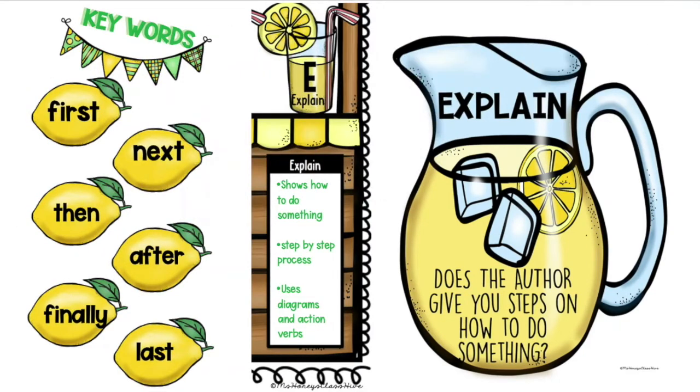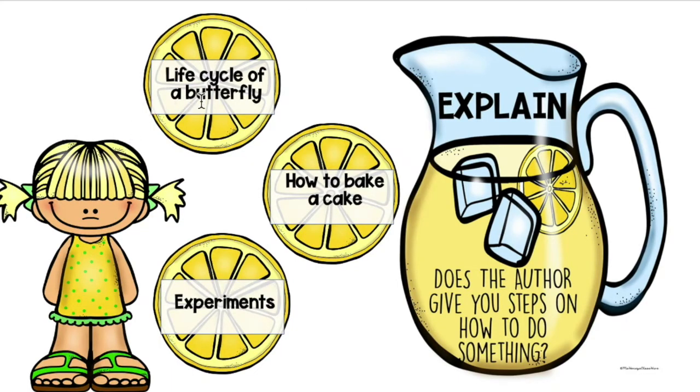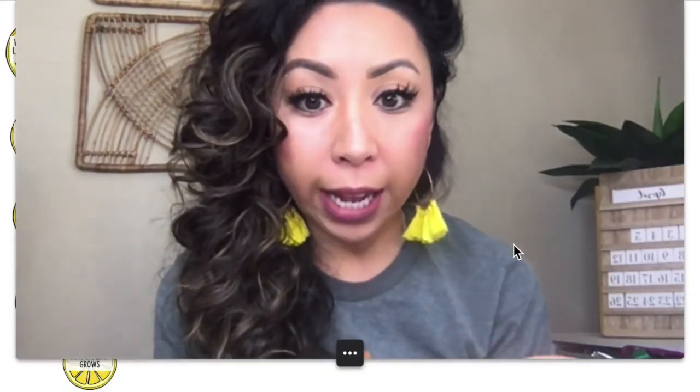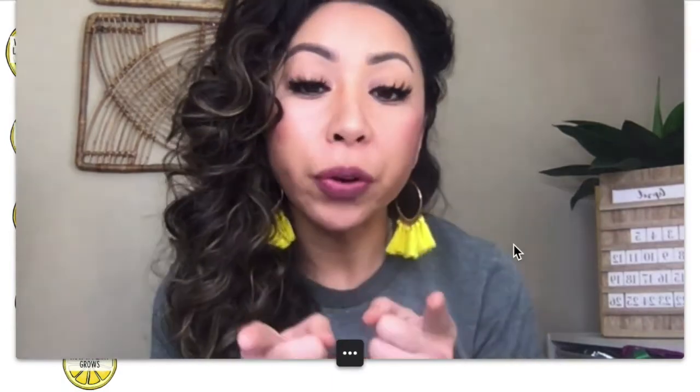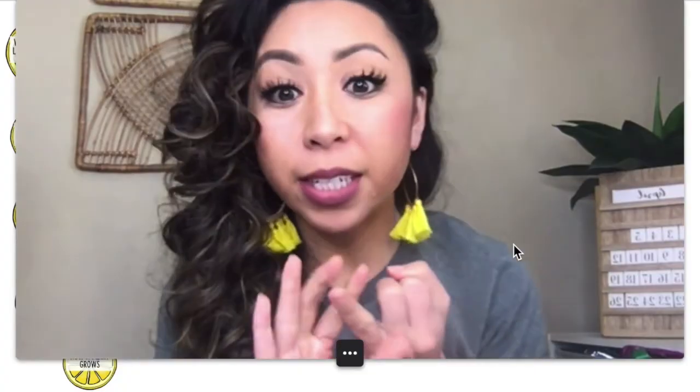Here are some keywords. If the author is using words like first, next, then, after, finally, last, they're usually trying to explain something. Here are some examples of some books that could be explaining something. The life cycle of a butterfly, how to bake a cake, or any type of experiments. That's also an example of someone giving you steps on how to do something. Now we're going to look at different examples of books, and I want you to help me determine, is the author trying to answer something, describe something, or explain something?